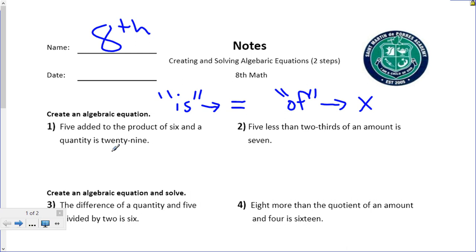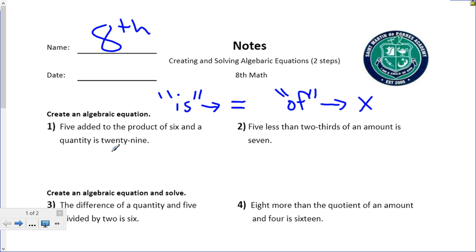I wrote up here the idea that the word is in these problems will always become the equal sign. You could also think of like was, but typically you would see is. Is becomes an equal sign. The other thing is the word of. The word of becomes multiplication. So these are two key things that you might not already know or you may not remember, but make sure you write this down and we'll be using those. You also have to remember things like product means multiplication, sum means addition, those sorts of things. Let's assume that you remember that stuff.